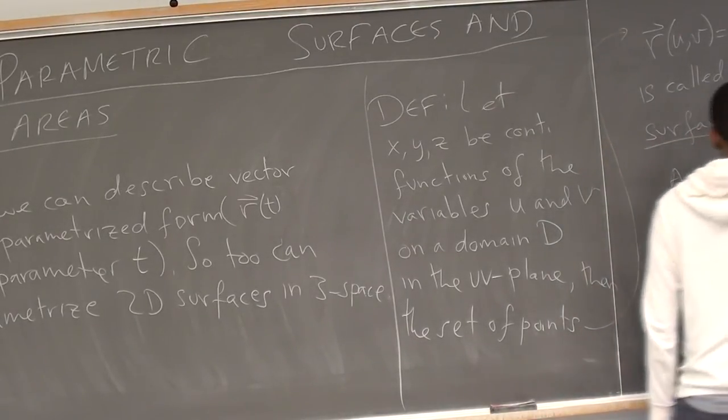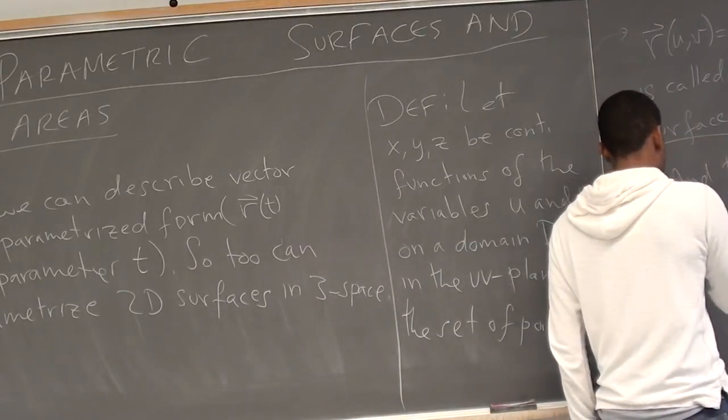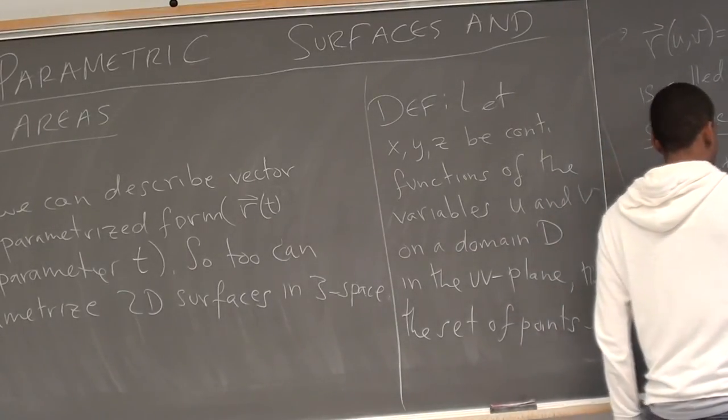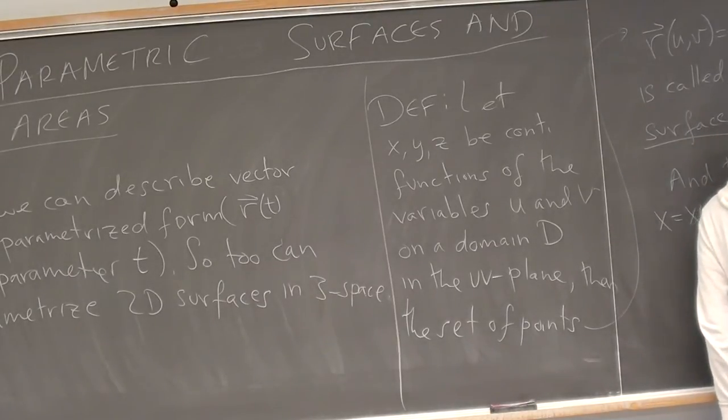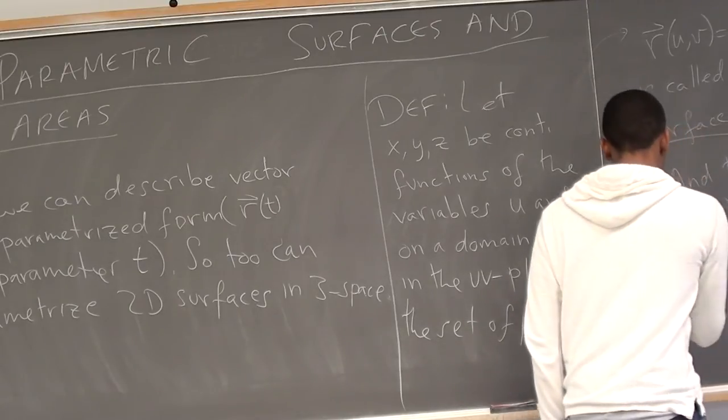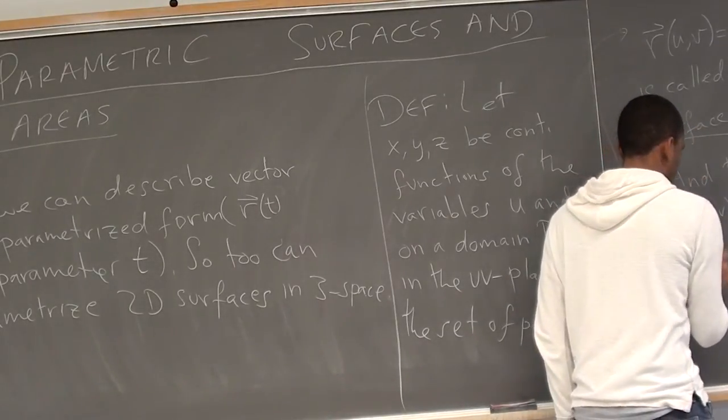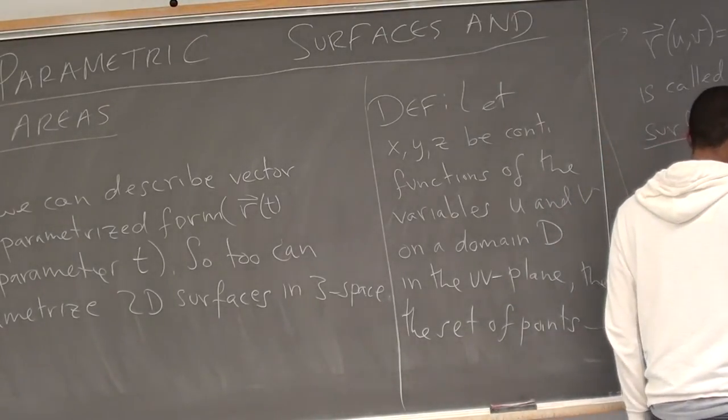The equations x equals x of u,v, y equals y of u,v, z equals z of u,v are called parametric equations.